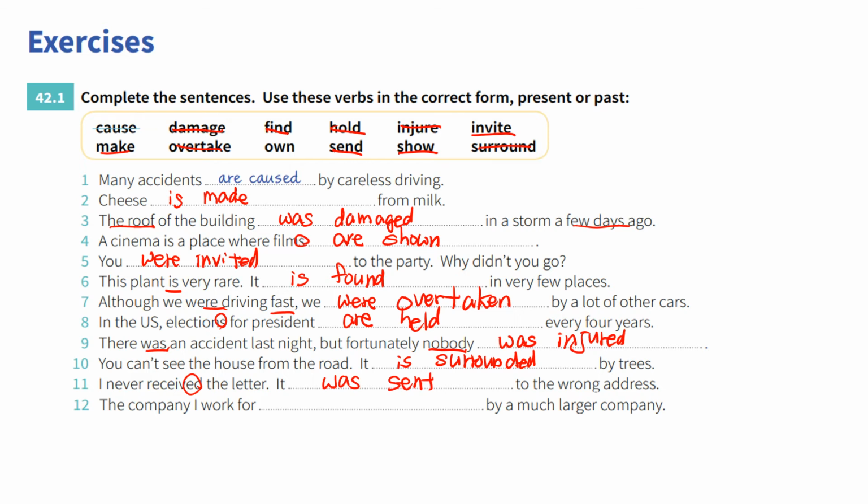The company I work for is owned by a much larger company. So the company I work for is singular, the present, and then company singular is owned. Okay, so is O-W-N-E-D, owned by a much larger company.